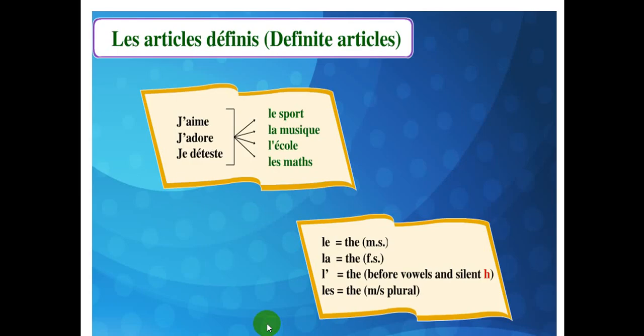Now the next category in articles is les articles définis, which means definite articles. In this we have four forms of article: le, la, l'apostrophe and les. The meaning of all four is the in English, and as we were using indefinite articles according to the gender of the noun, in the same way we use these articles.